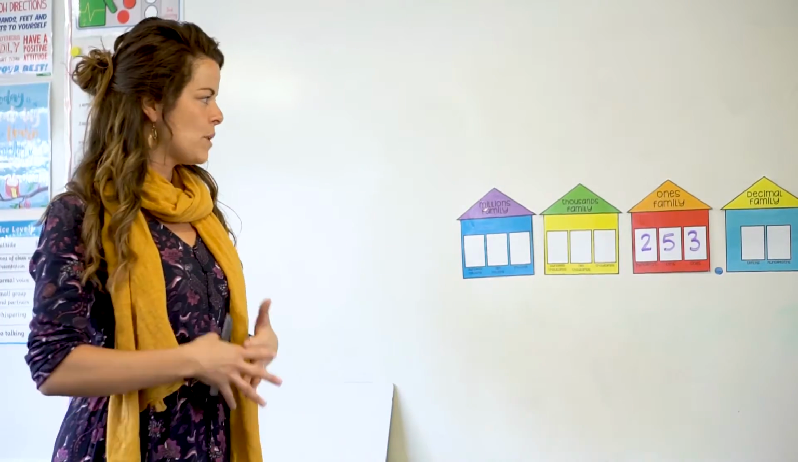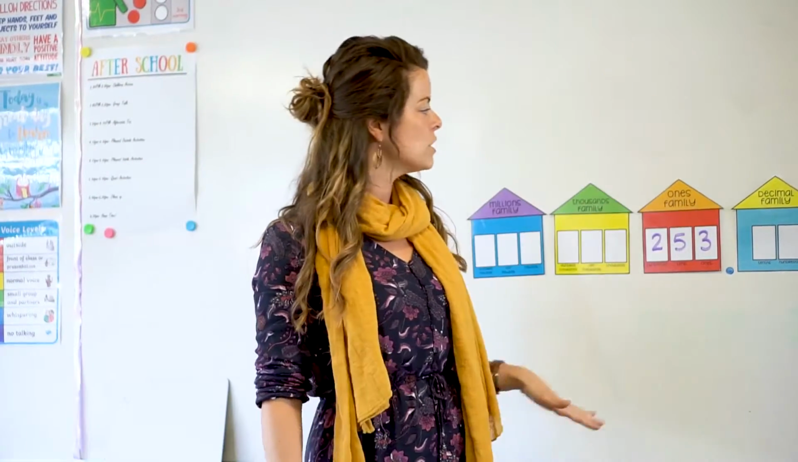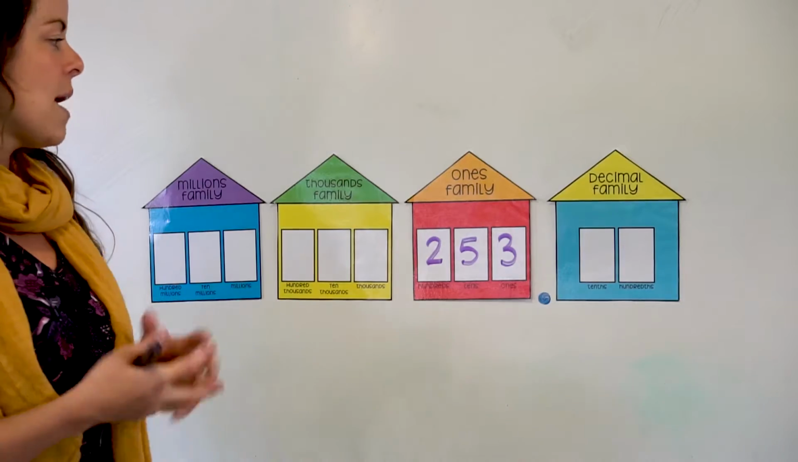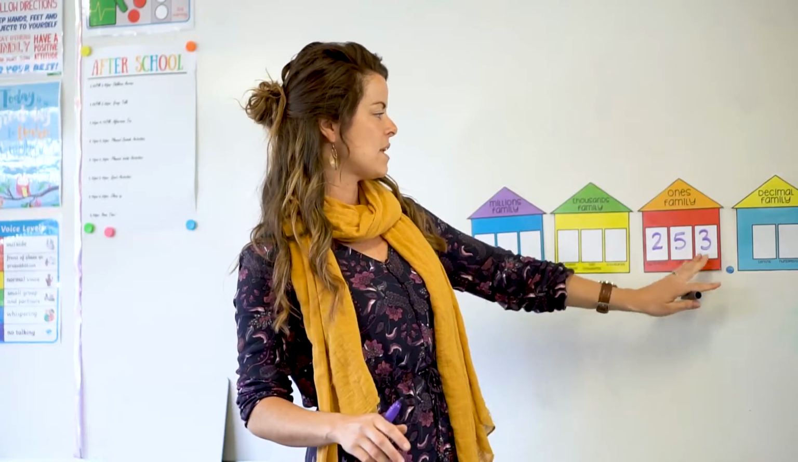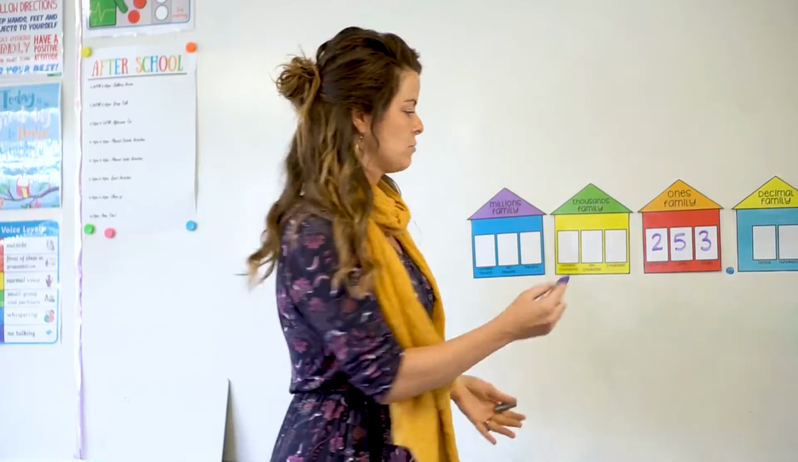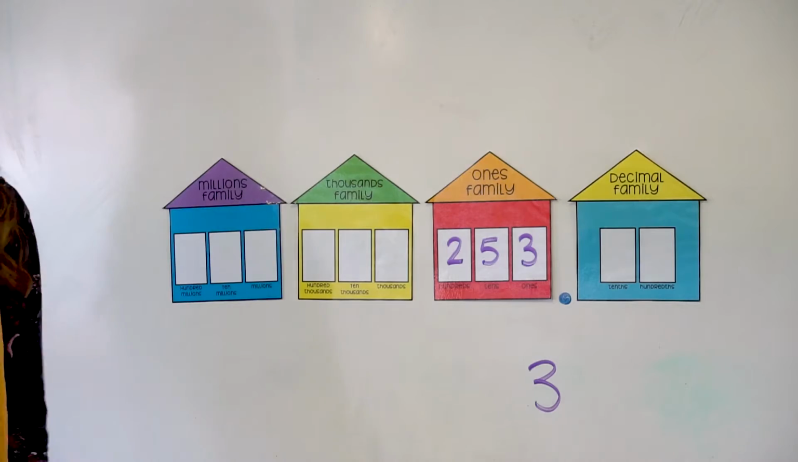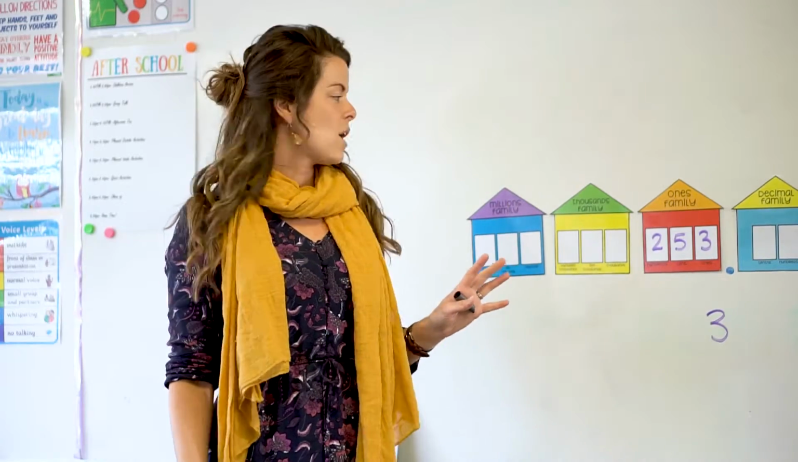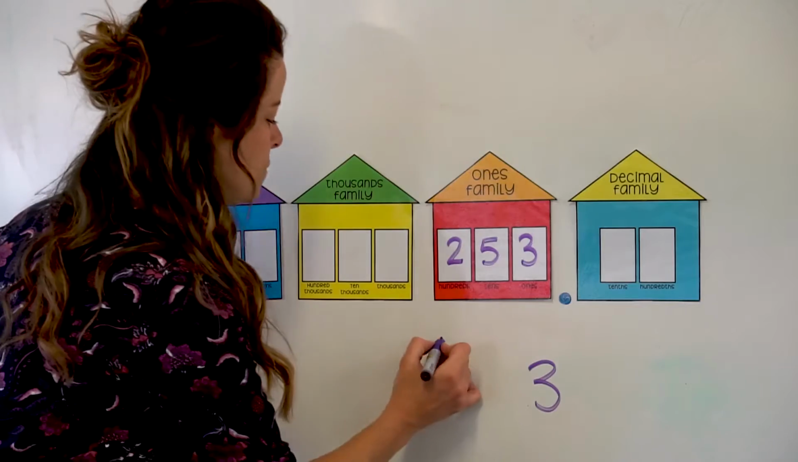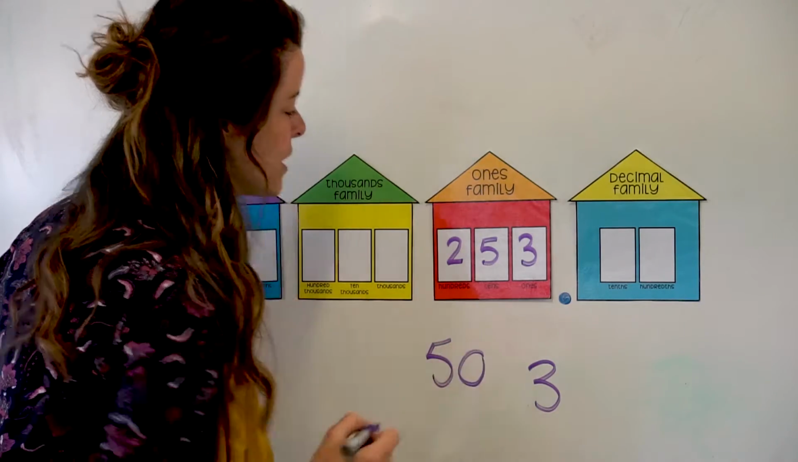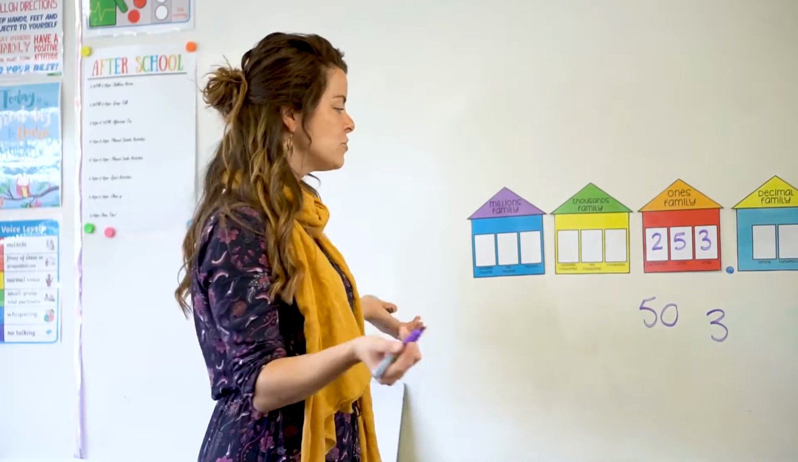We would always start with ensuring that students are comfortable with identifying the digits within each column and what they represent. So we would be looking at students being able to understand that the 3 in the ones column represents 3 units. We would then be looking to see that the child understands that the 5 in the tens column represents 5 tens, which is equivalent to 50. And then we'd be looking at their understanding of the 2 in the hundreds column, which represents 2 hundreds.